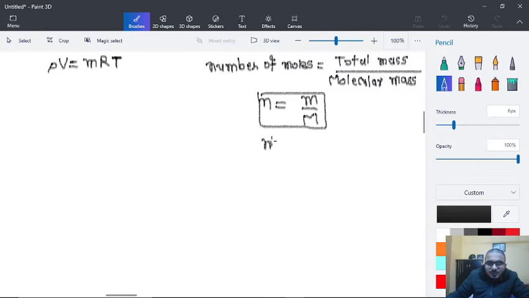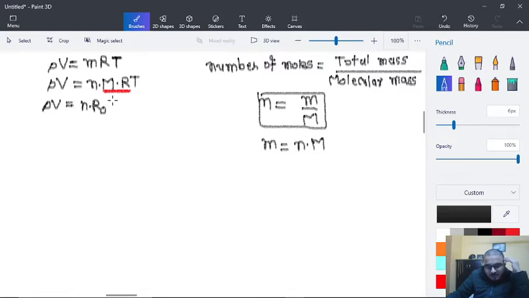So now we can write small m is equal to N into M. So here we can further write that PV is equal to N M R T. Here we can combine these two, that is M and R. So PV is equal to N into R0 into T. So this is the final equation that we are having.